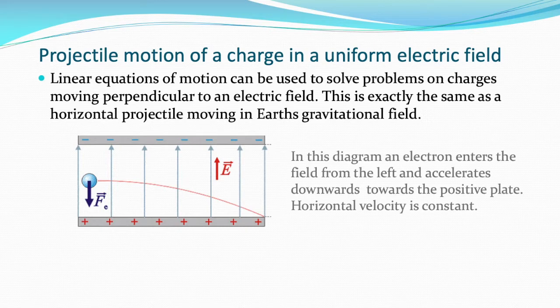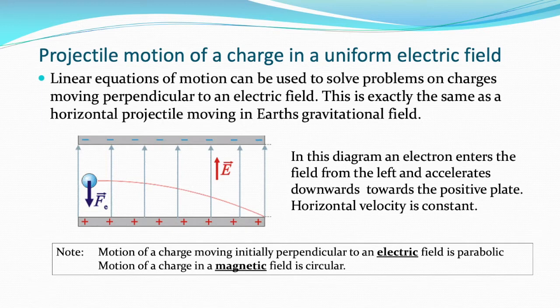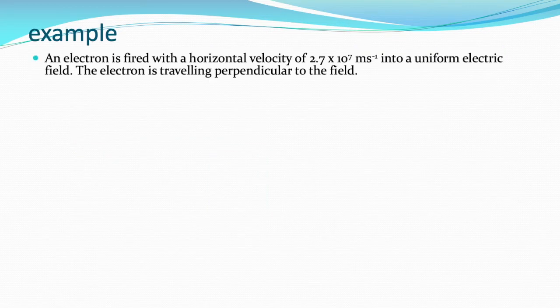and because it's moving horizontally at a constant speed, its horizontal velocity will be constant, its vertical motion will be a constant acceleration, and it will follow a parabolic path. Now note, the motion of a charge moving initially perpendicular in an electric field will be parabolic, whereas the motion of a charge in a magnetic field will be circular. Remember, in a magnetic field, the force is always perpendicular to the motion of the charge. In an electric field, the force is always in a constant direction.